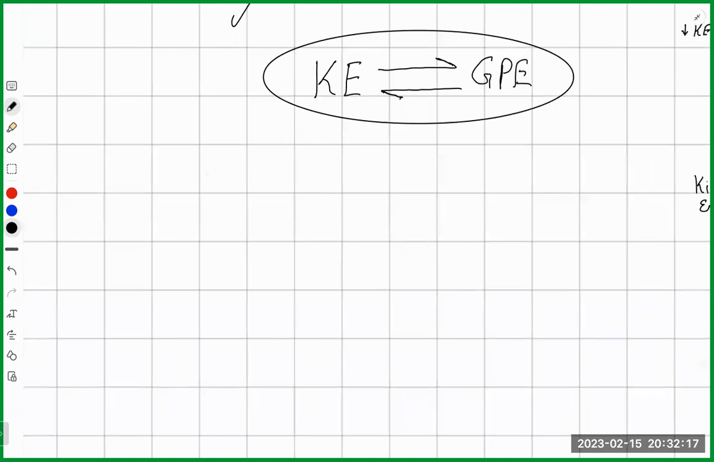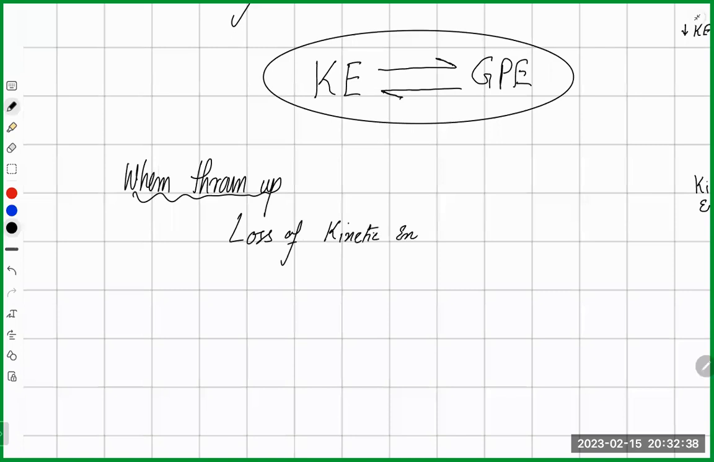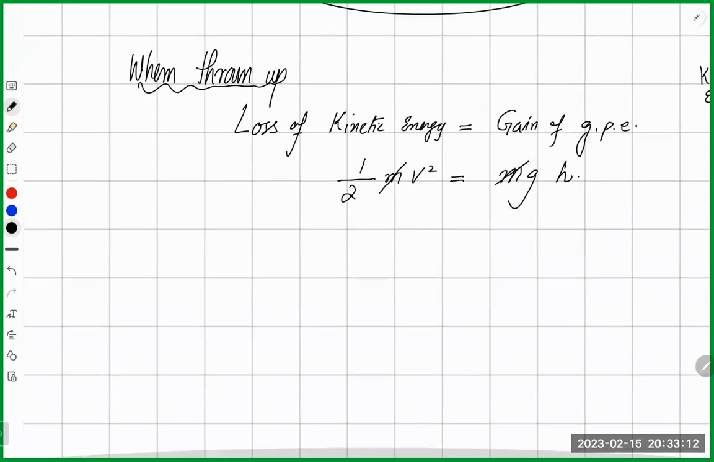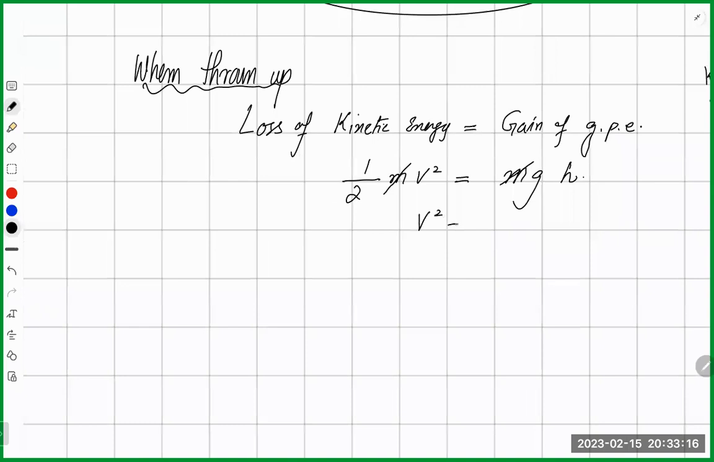Now, when thrown up, loss of kinetic energy is equal to gain of gravitational potential energy. So half mv square is equal to mgh. Can we simplify this? Yes, we can. M over M gets cancelled. V square equals 2gh.